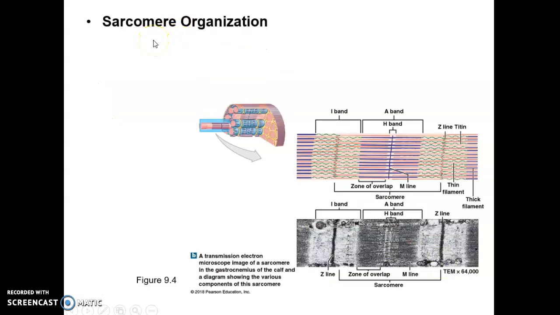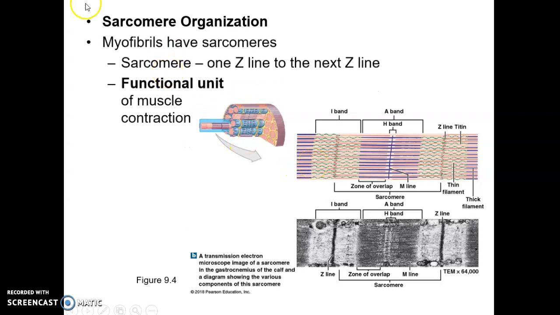So let's look at what's referred to as the sarcomere organization within a muscle fiber, but also within a myofibril. So the myofibrils have what are called sarcomeres. So these are units within the myofibrils within a muscle fiber. So a sarcomere is the structural unit between one Z line to the next Z line.